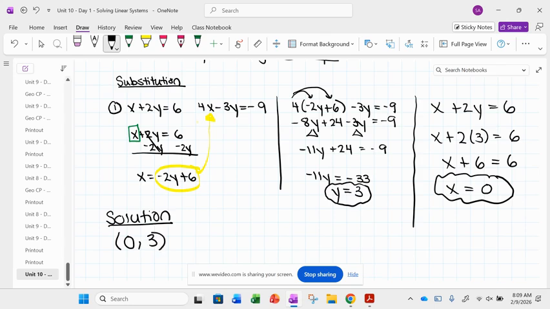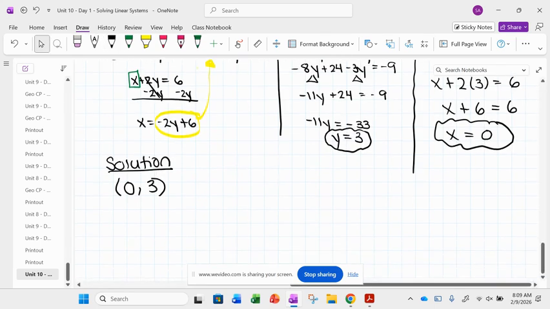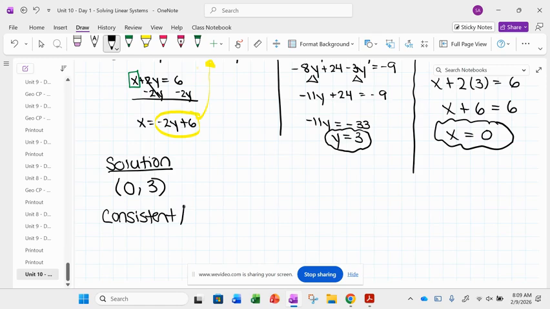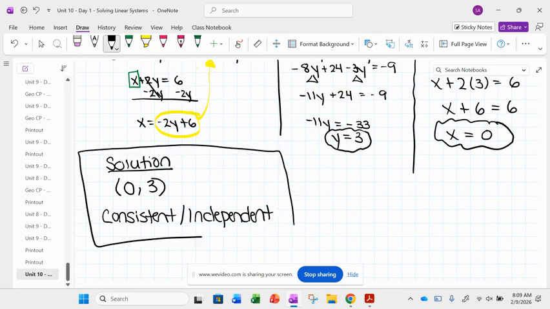Is this a consistent or inconsistent system? Consistent or inconsistent? Consistent. Independent or dependent? Independent. So that was solving through substitution.